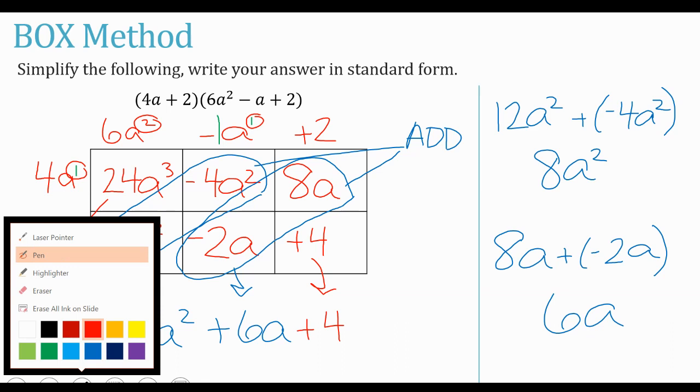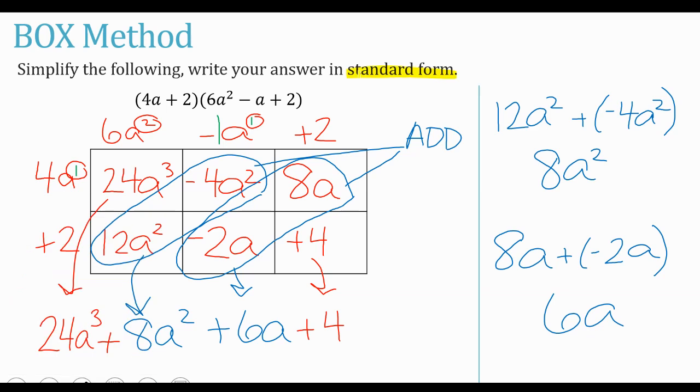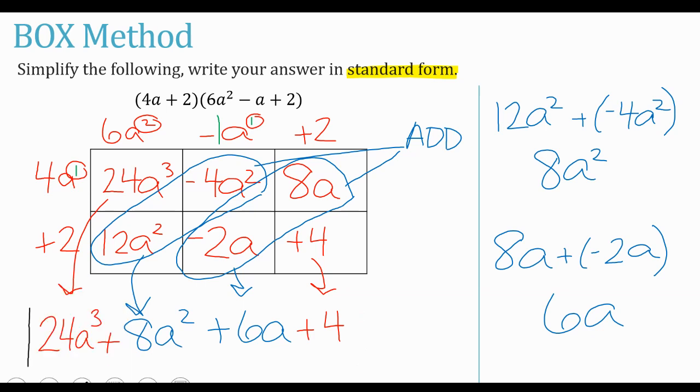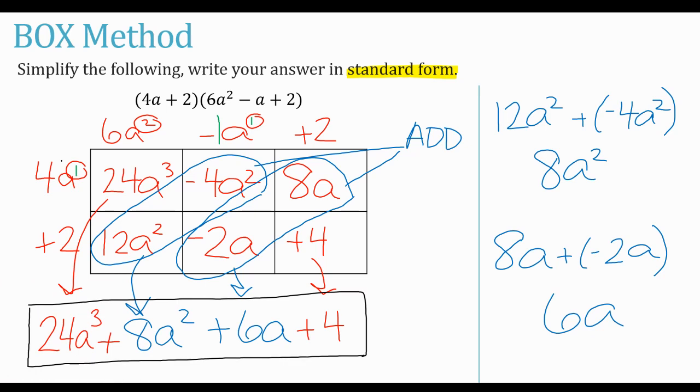Now remember, it said write your answer in standard form up here. So we need to make sure that our exponents are going in descending order, so from largest to smallest. So when we take a look at our exponents, we have 3, 2, an invisible 1, and this has an exponent of 0. So our answer is in standard form. So then we can put a box around our answer to show that we're done. Okay, so that is multiplying a binomial and a trinomial using the box method.